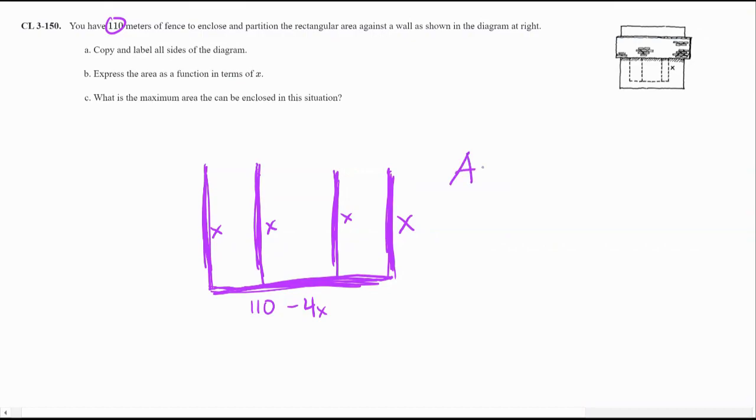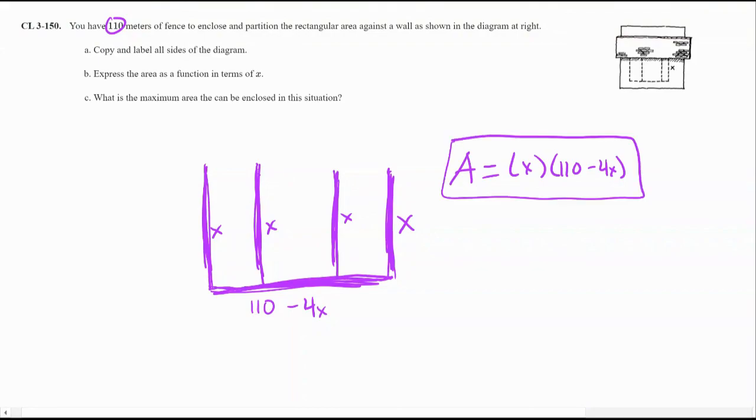So for the area, it's just length times width. We have x is our length, and then our width here is 110 minus 4x. So our area here is represented just with x values right here. And then for our maximum area, basically all we have to do is graph this equation, right? Where I'm going to distribute so you can see something here, that you should see that it's negative 4x squared plus 110x.